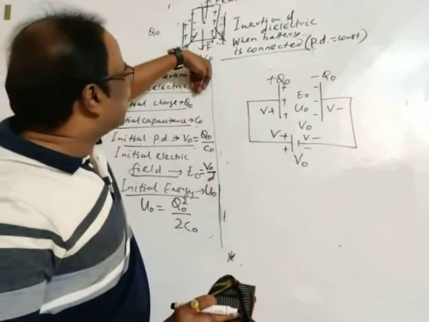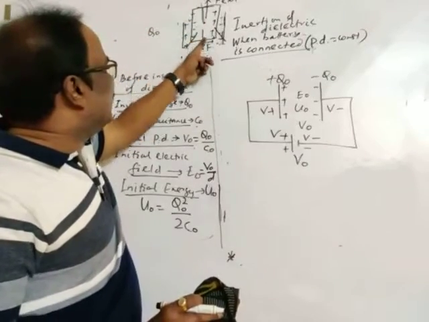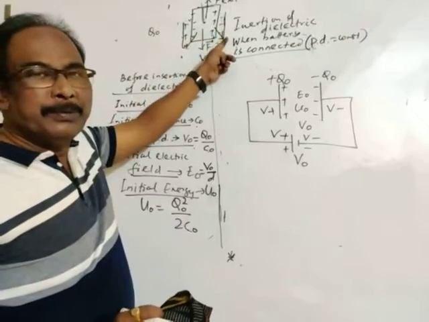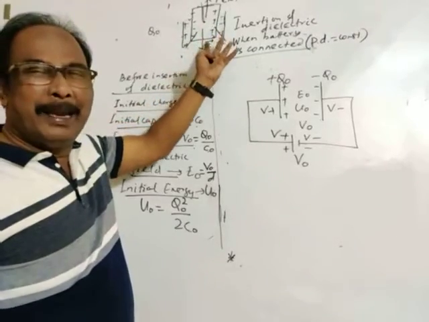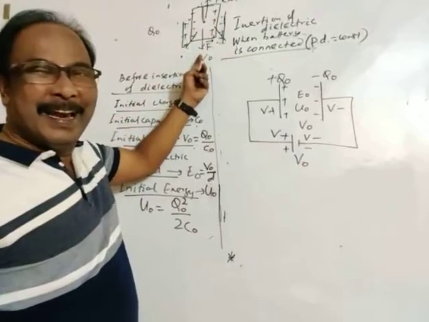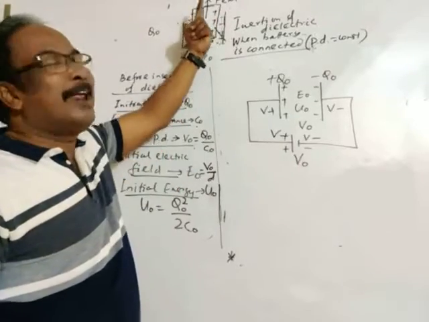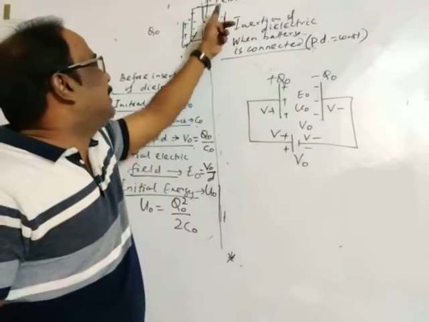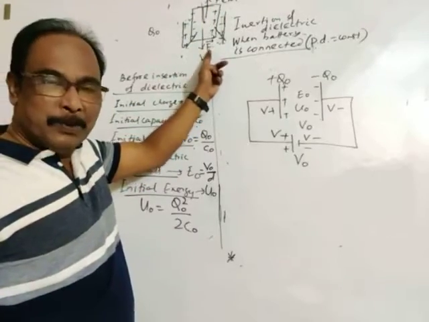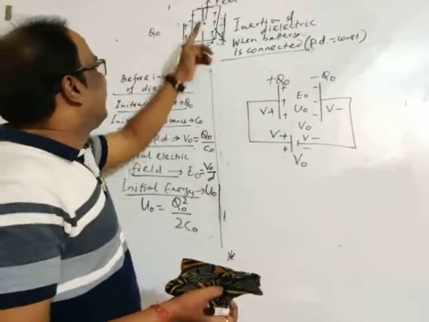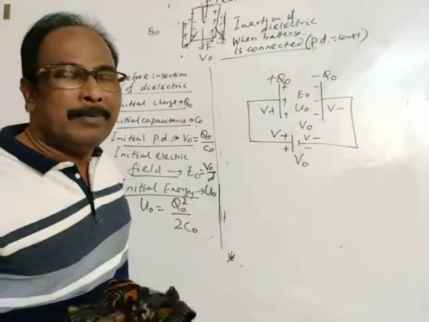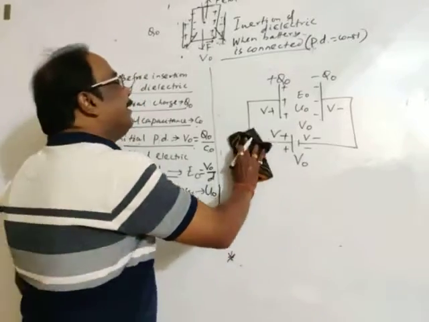If a dielectric slab is inserted, it will experience a force in the downward direction due to positive and negative charge, or due to the electric field. So to move the dielectric slowly, an external force or external agency is applied which is opposite in direction to this force and equal in magnitude, so that the dielectric slab moves slowly. The concept is the same.